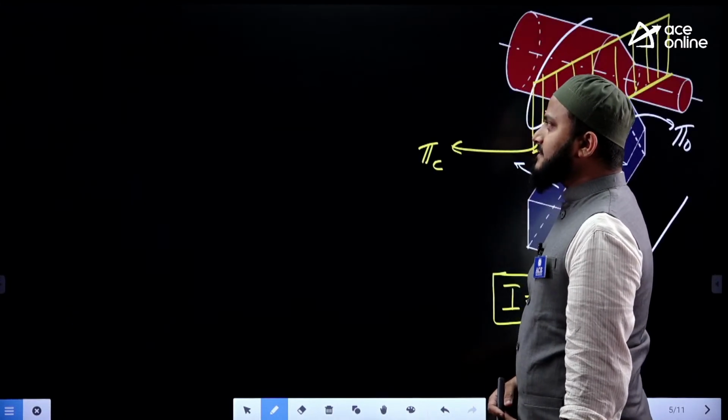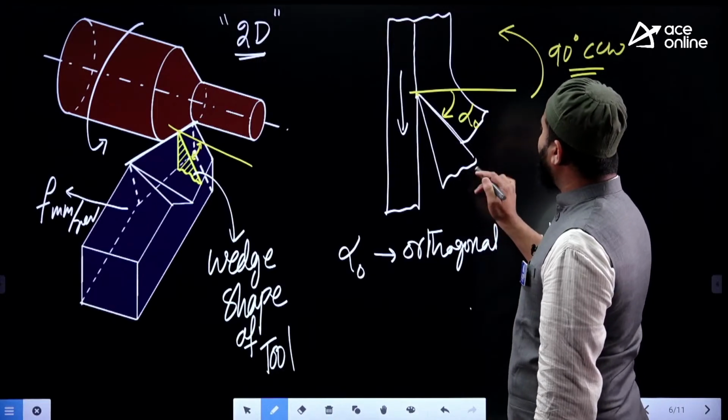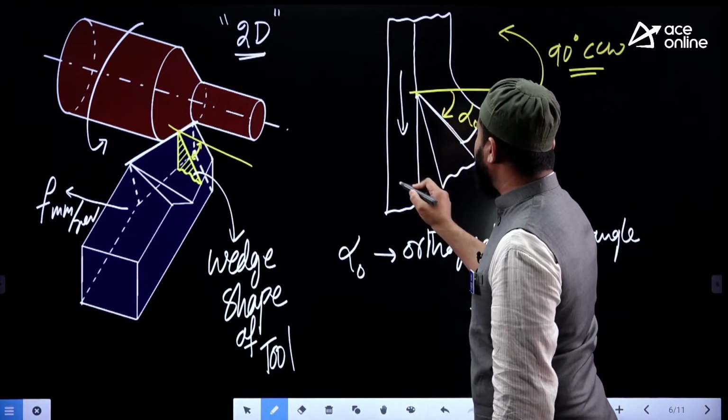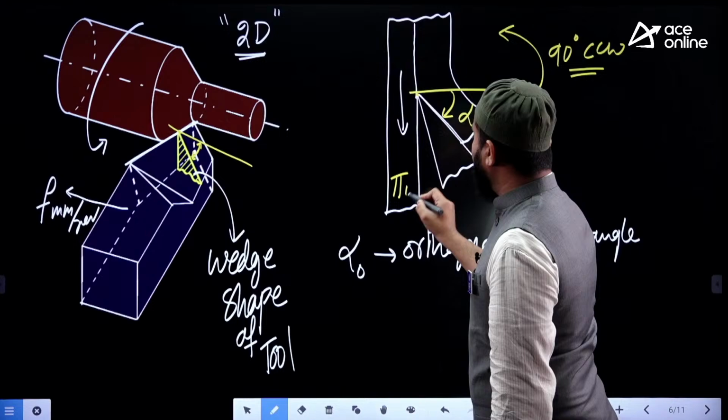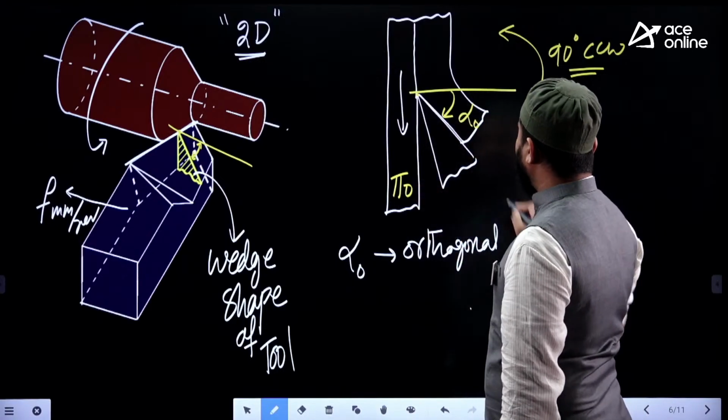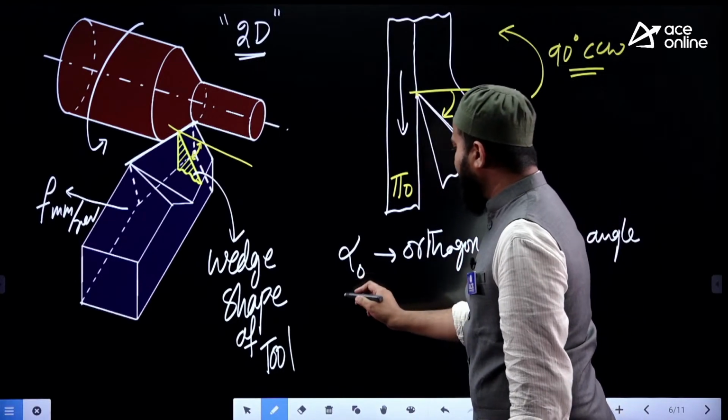So on that orthogonal plane, this projection of the tool and workpiece is in which plane? Pi naught plane, we call it as the orthogonal. So the angle whatever we have, that is orthogonal rake angle.